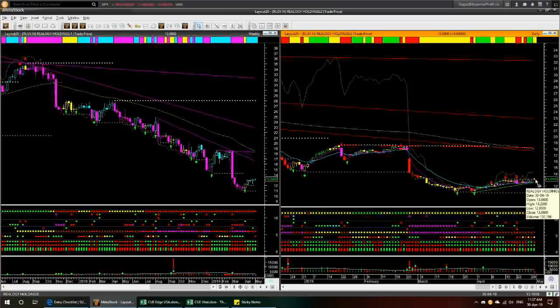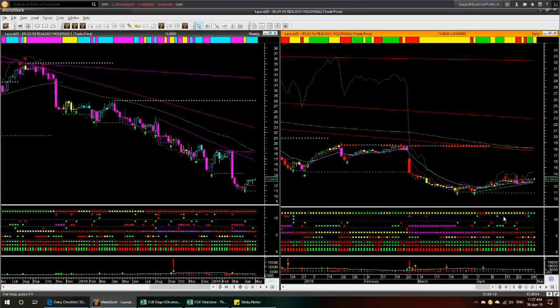Currently the daily candle color is yellow. If it can close with a bullish color, green color or cyan color in the daily chart, then there may be a buying opportunity in RLGY using the technique of breakout trading. It is breaking out of the memory resistance.